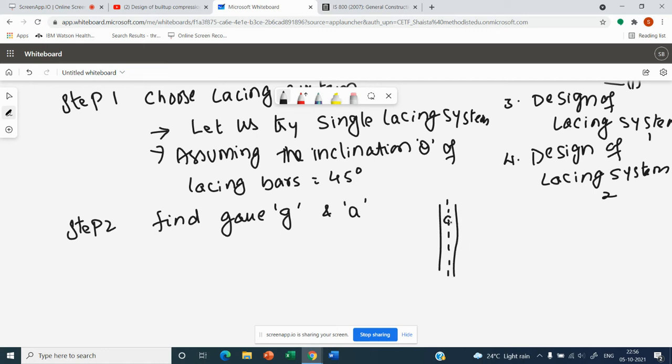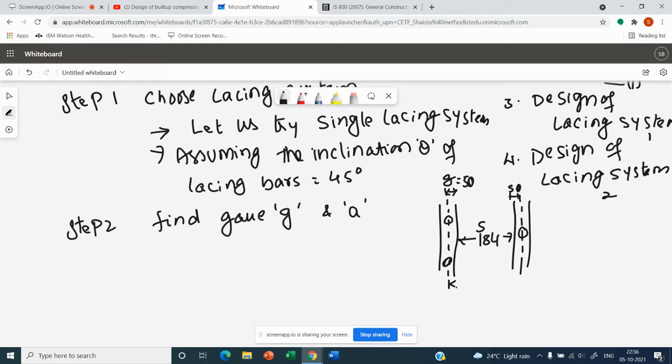You'll have a bolt here. You may have a bolt here, depends. Then this is your another channel section ISMC 300. You'll have a bolt here. Fine, right? So G is the distance between center line to the edge of the channel section. So we can assume it as 50 mm. This is 184 from the design. This was our spacing. So this is 50 and this is 50.